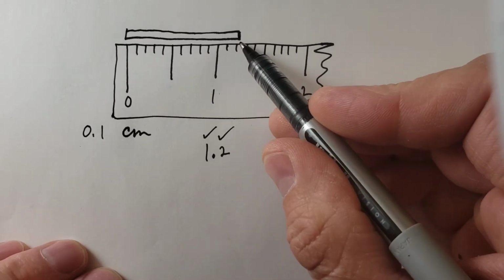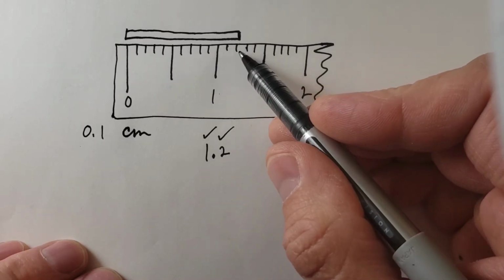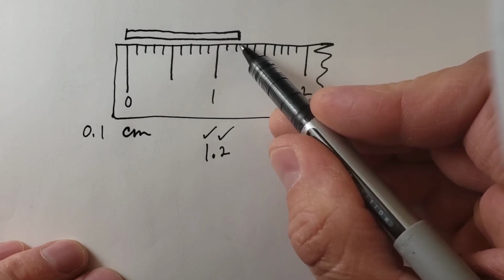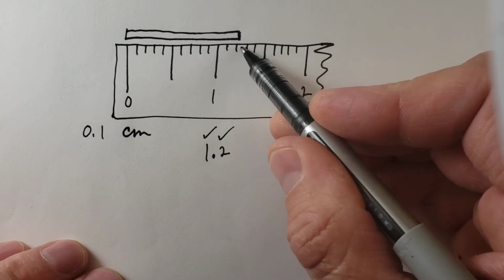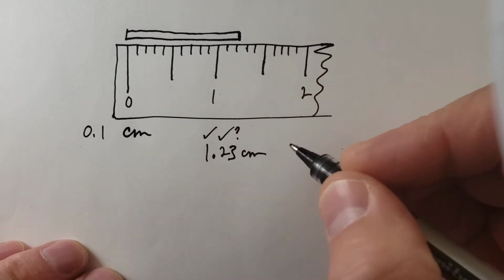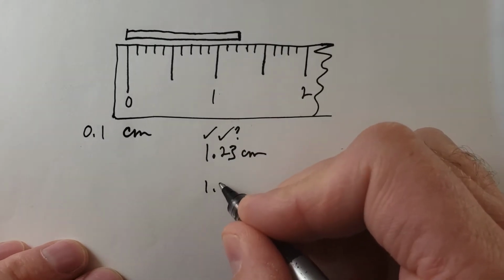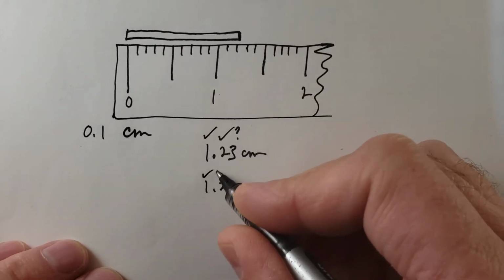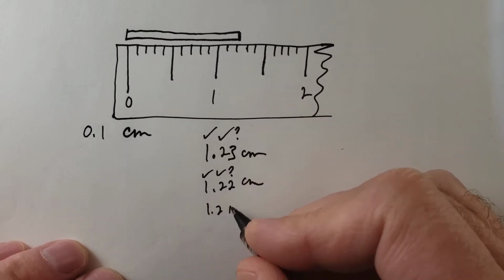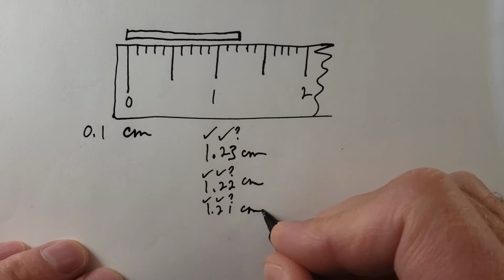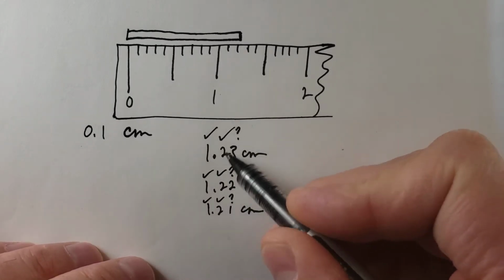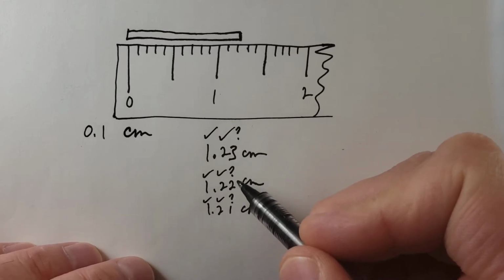Now this last digit is where we kind of have to guess. So here's kind of like the halfway point. We can see it's less than halfway. It may be half of the half. So you could maybe say that it's 1.23. Or maybe some people would say it's 1.22 centimeters. Someone may even say 1.21. Needless to say, we all agree on the first digit, but we're guessing on the last digit.